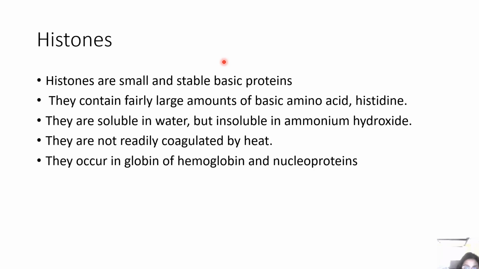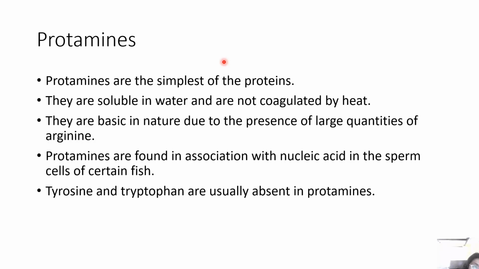Histones are small and stable basic proteins. They contain fairly large amounts of the basic amino acid histidine. They are soluble in water but insoluble in ammonium hydroxide. They are not readily coagulated by heat. They occur in globin, hemoglobin, and nuclear proteins.